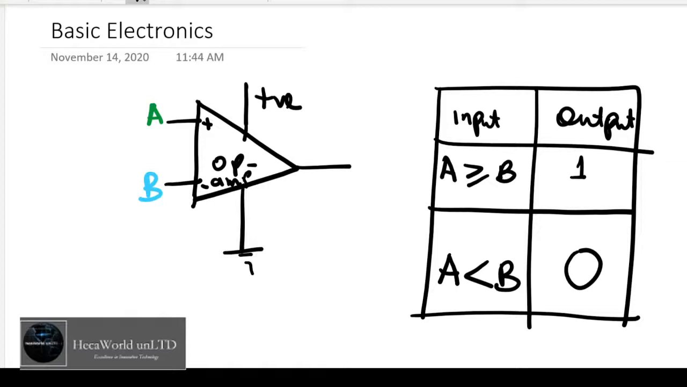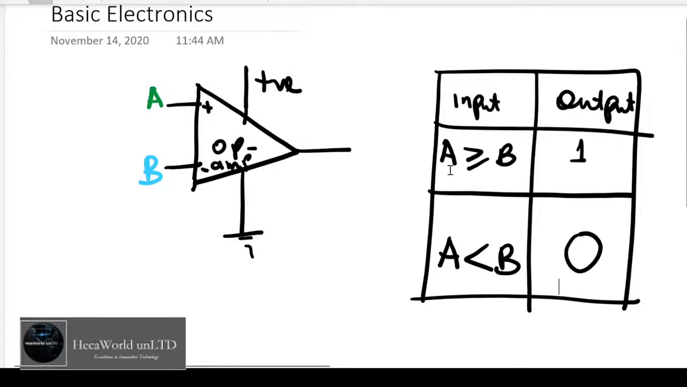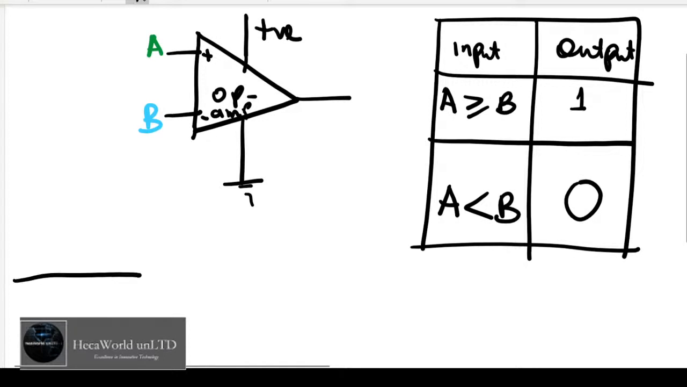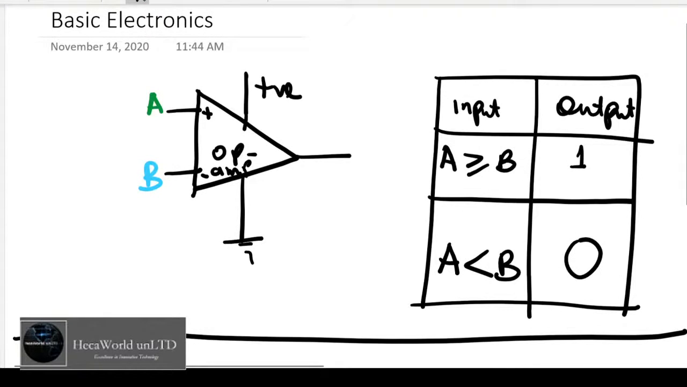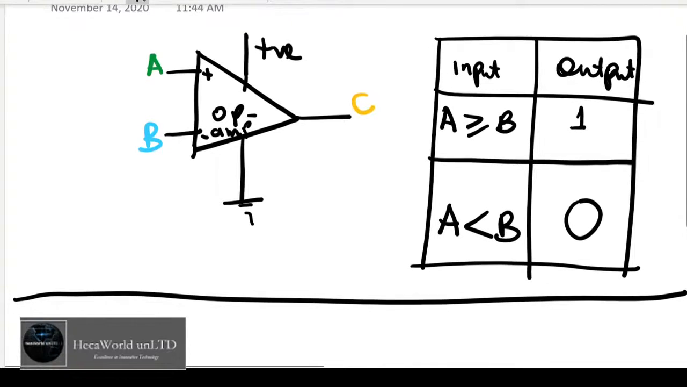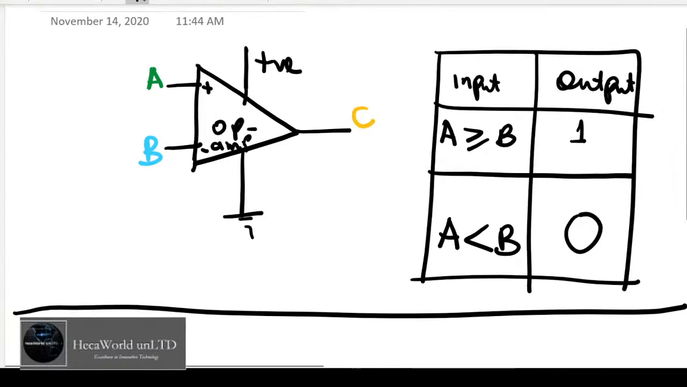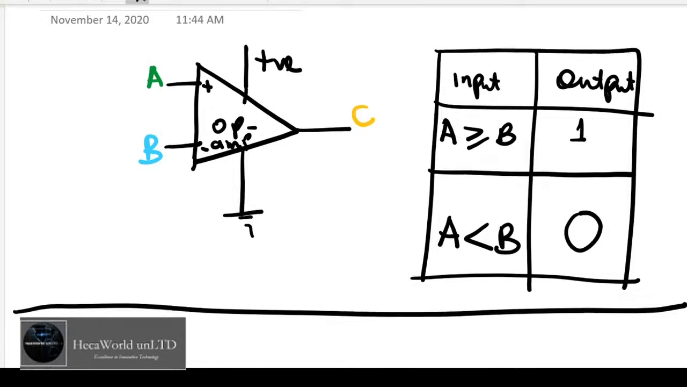So in a subsequent tutorial we're gonna build a circuit. I'll just pause a little bit here and explain a little bit more. When A, so this is our output. Let's use a different color for the output. Let's say orange. So this is C. All right. So that's the comparator right there. We can use this to design a circuit. I'll give you a circuit idea: light chaser, or light follower, or line follower actually.